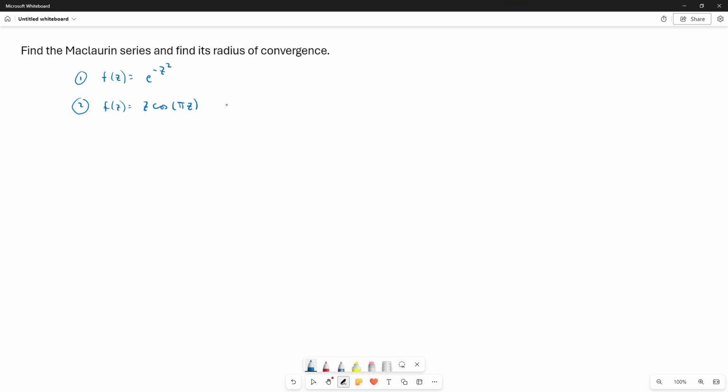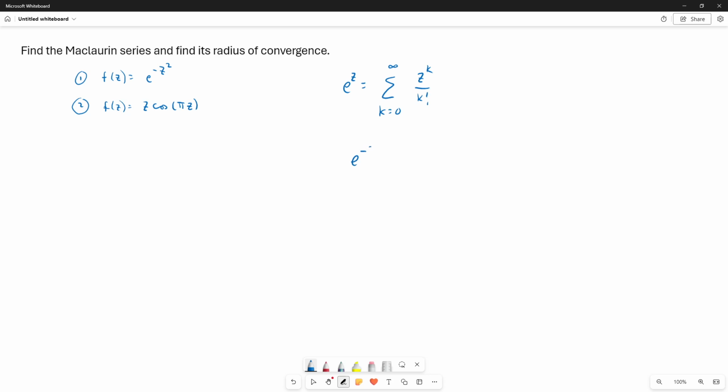The Maclaurin series and the radius of convergence for f of z equals e to the minus z squared, and f of z equals z times the cosine of pi z. So for the first one, we'll start with e to the z. That has a Maclaurin series that converges everywhere. Z to the k over k factorial.